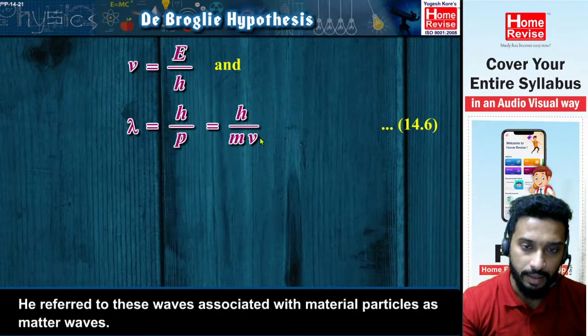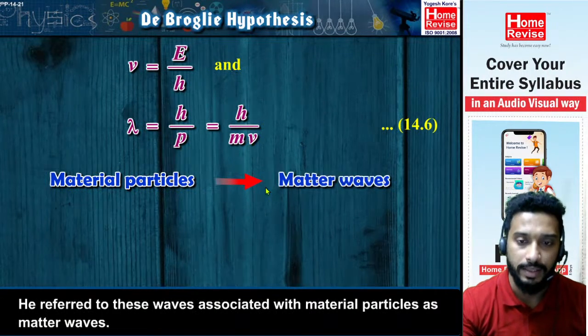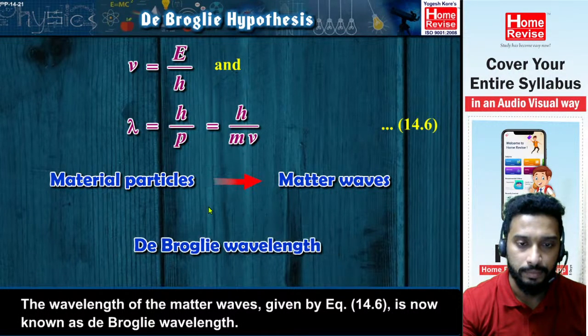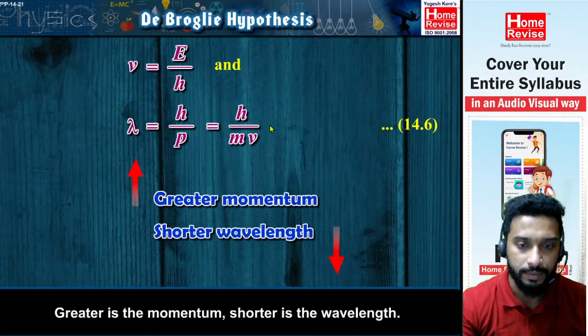He referred to these waves associated with material particles, mass into velocity, as matter waves. The wavelength of matter waves given by equation 14.6 is now known as the de Broglie wavelength. The greater the momentum, the shorter the wavelength.